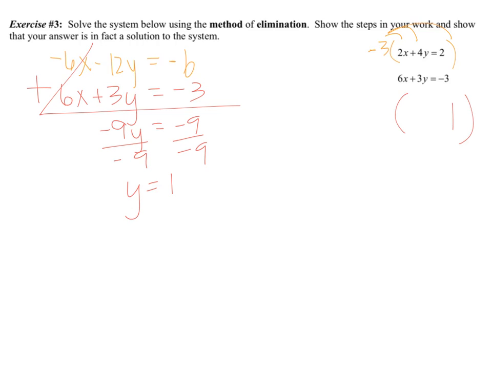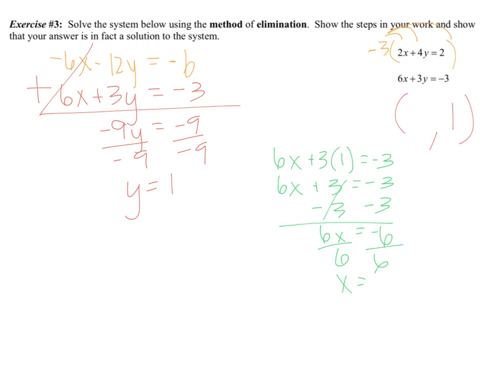So this is our first part of our coordinate point. Now we're going to pick one of the original equations. So if I do 6x plus 3 times 1 equals negative 3. So 6x plus 3 equals negative 3. And we're going to subtract 3 from both sides. 6x equals negative 6. Divide by 6, and x equals negative 1.